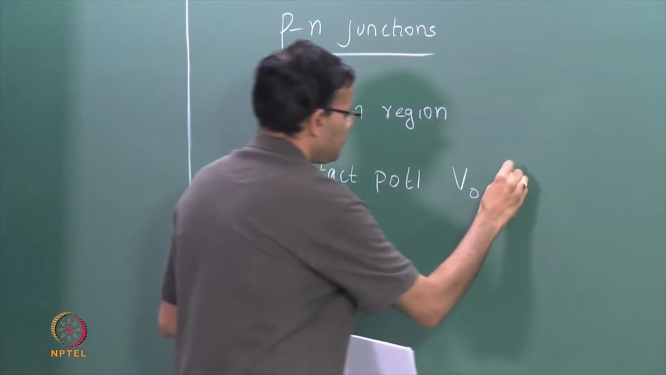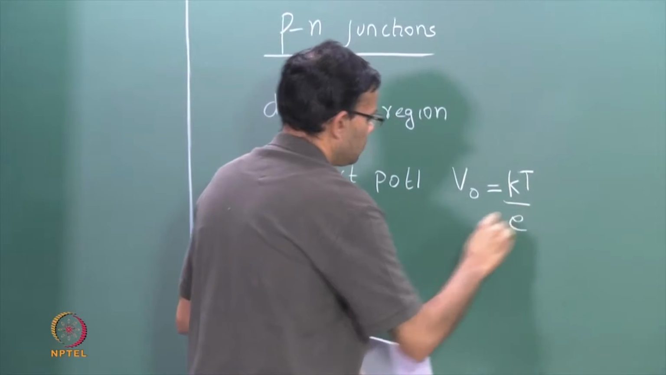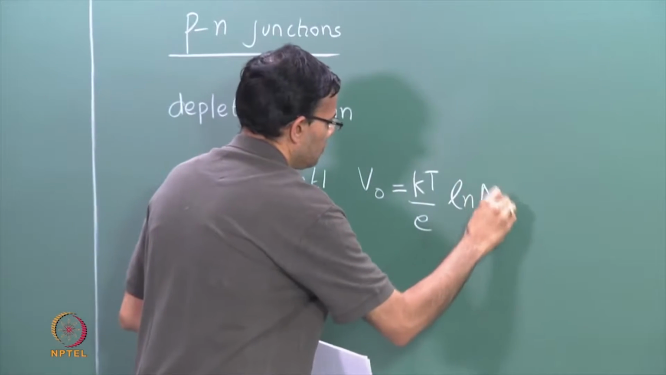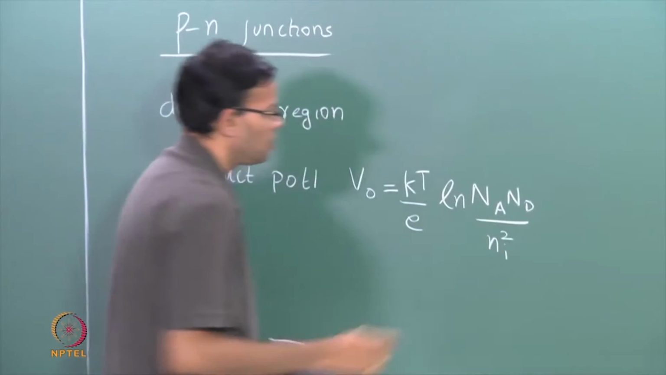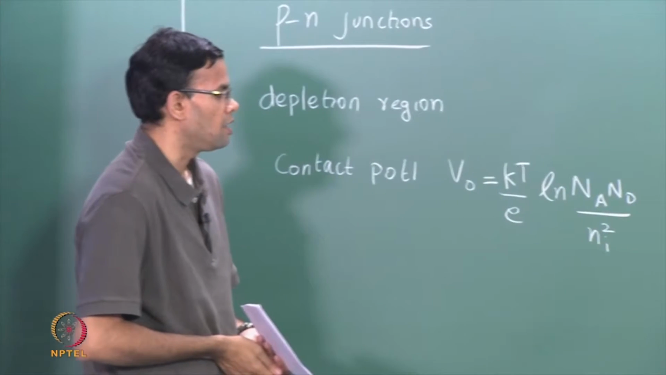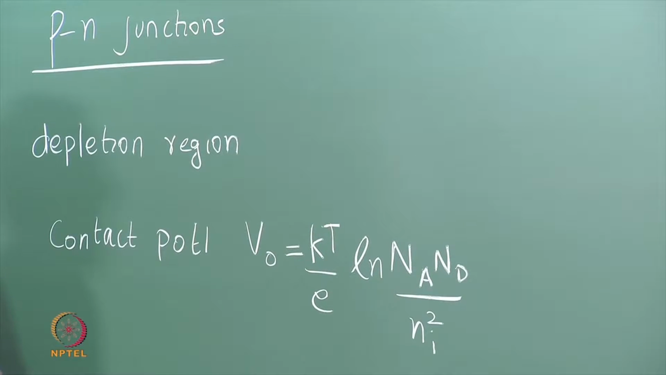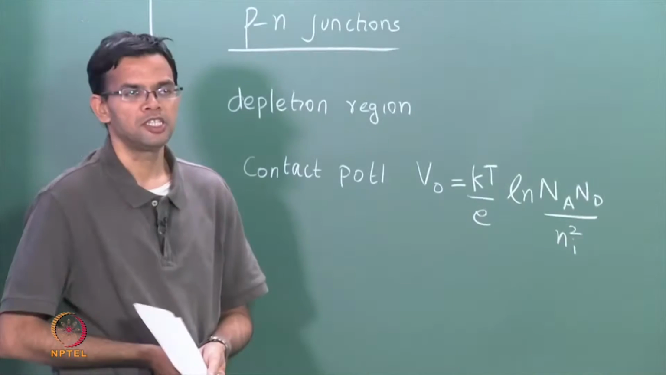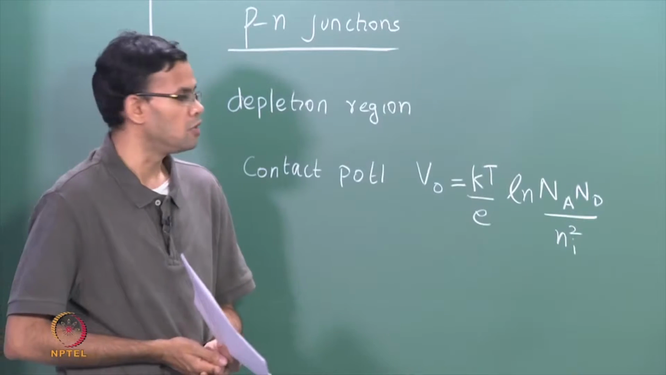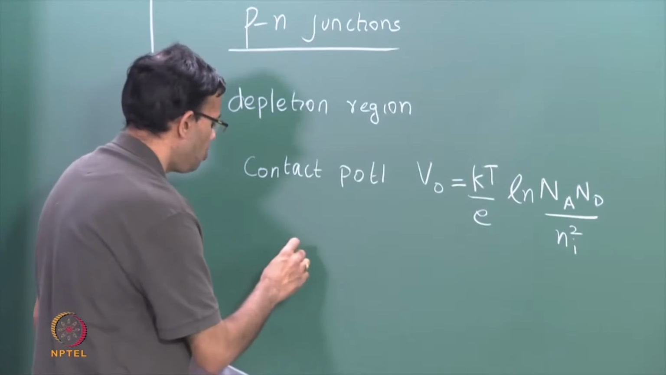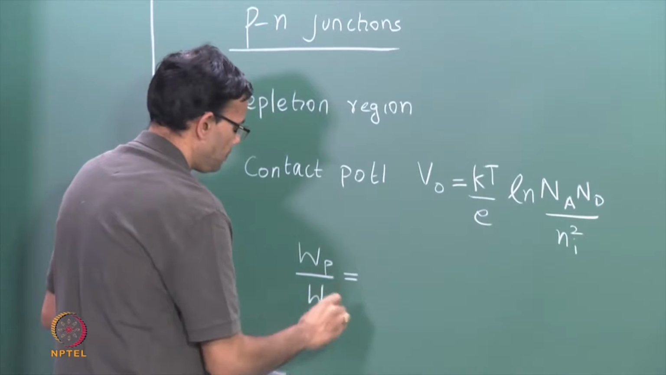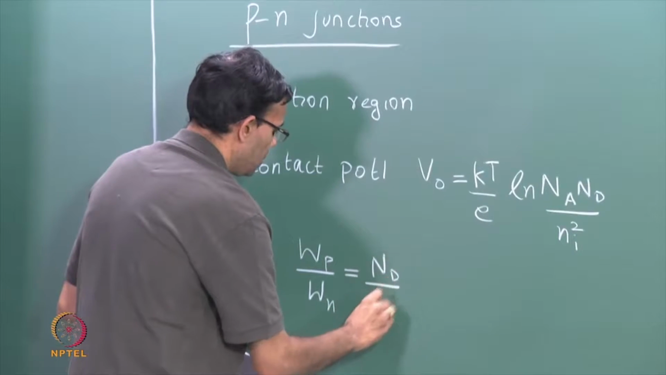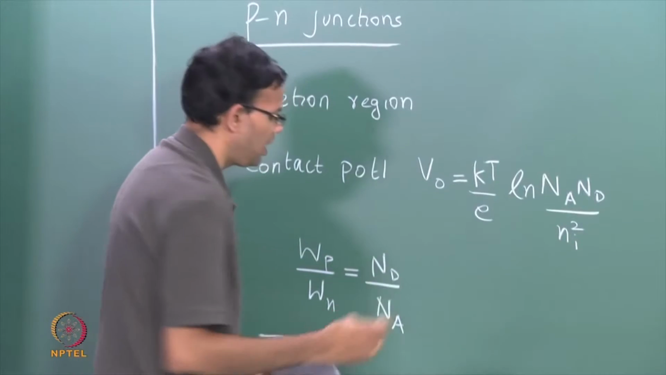V naught, where Na and Nd are the concentrations of acceptors and the donors on the p and n side. We also found that the width of the depletion region was inversely proportional to the concentration of your dopants. So that Wp over Wn is equal to Nd over Na.